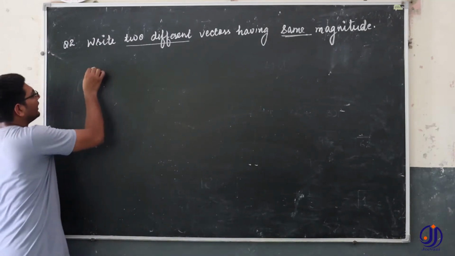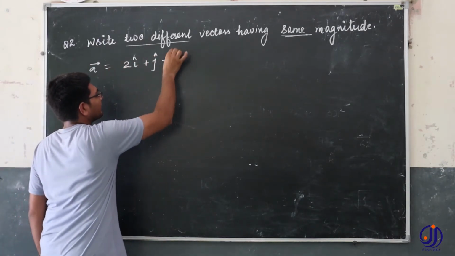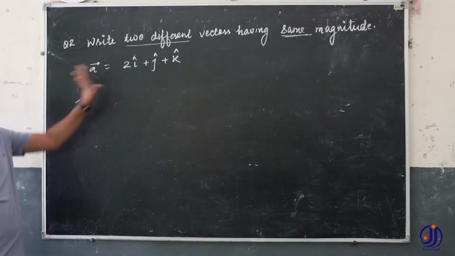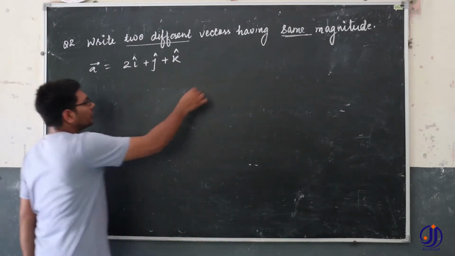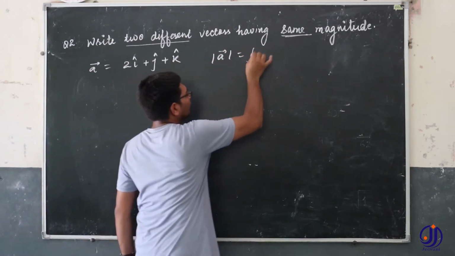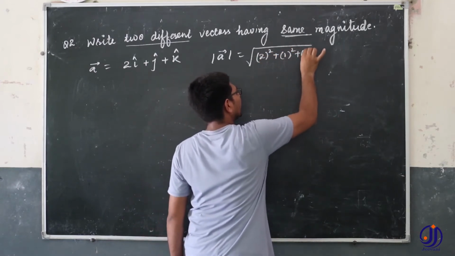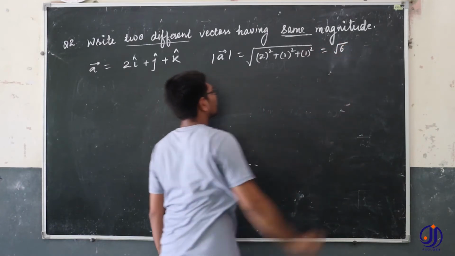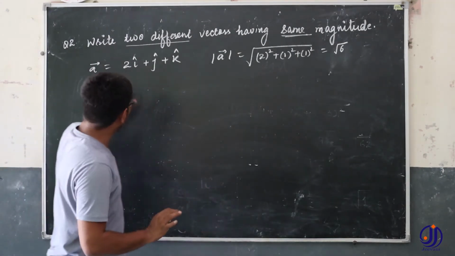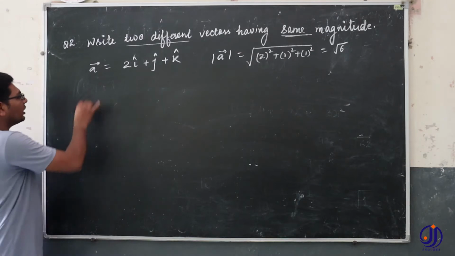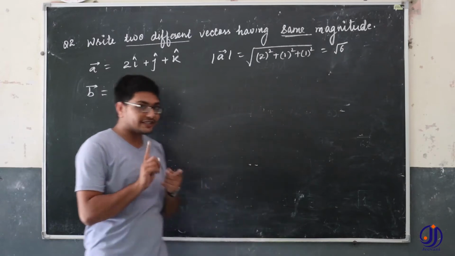For example, I am writing a vector A as 2i cap plus j cap plus k cap. The x component of this vector is 2, y component is 1, z component is 1. Now its magnitude will come as under root of 2 square plus 1 square plus 1 square. That will be root 6. First of all, write any vector A of your choice. Now you have to think of a vector B whose magnitude must remain root 6, but its signs must be different.